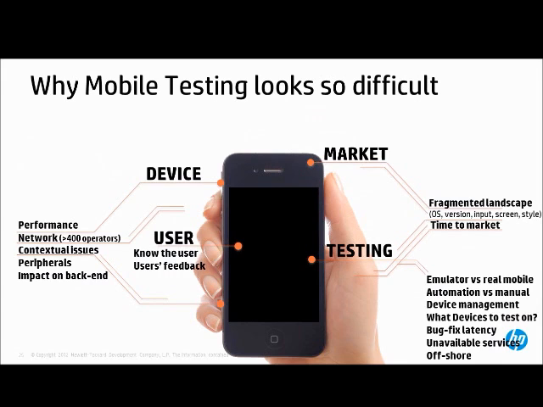Also, when time to market is a concern, because application updates are coming so frequently for mobile applications, automation becomes very important. And while automation is possible in certain areas, there are still areas where we want to use more manual testing. So it's a combination of manual and automated testing that we really need for mobile testing.